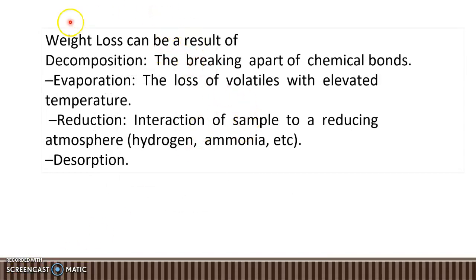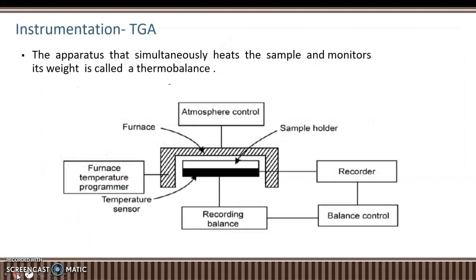So the weight loss, the decrease in weight that we saw there, can be a result of decomposition, evaporation, reduction and also desorption. So all these changes are associated with weight change. So we can say that any of these changes can take place in the case of the sample. Now, instrumentation. So instrumentation means നമ്മൾ തെർമോഗ്രാമെട്രിക് അനാലിസിസ് നടത്തണം എന്നുണ്ടെങ്കിൽ നമുക്ക് എന്തായാലും ഒരു ഇൻസ്ട്രുമെന്റ് വേണം.